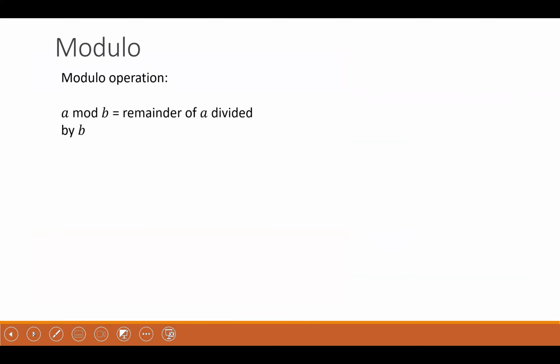Okay, so modulo: if I take two numbers A and B and I take A mod B, it's the remainder of A divided by B, right? So this is, I guess, public school days. I divide 17 by 5, it goes in 3 times and I have 2 remainder, right? So that's the modulo function.